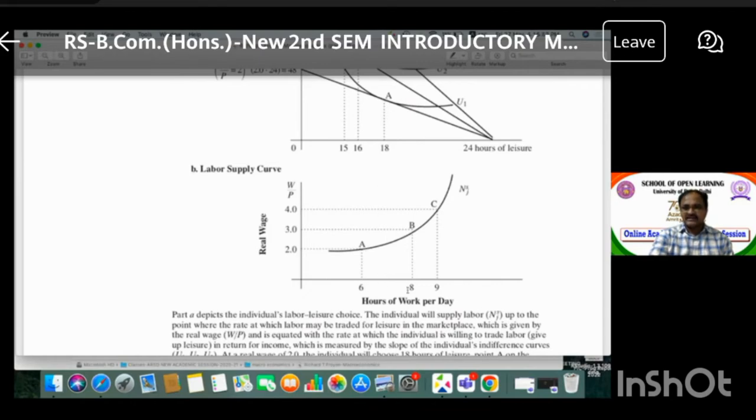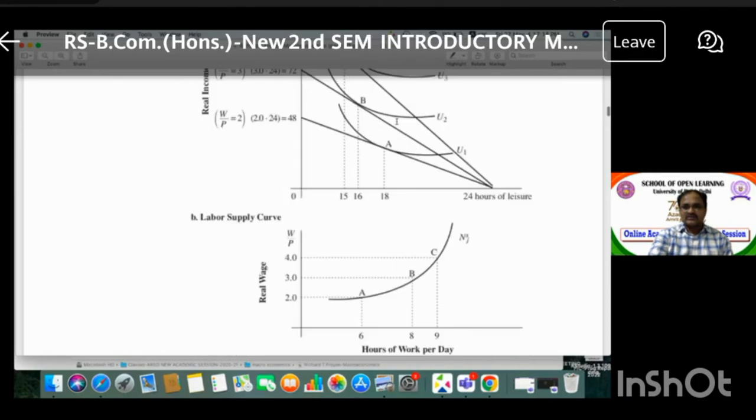His working hours is 8, and 3 is the real wage rate. Working hours is 9, and 4 is the wage rate. So more working hours, more wage rate: a positive relation between labor working hours and wage rate. That means as employment increases, the wage rate will automatically increase. And the trade-off between leisure hours and income: leisure hours and wage rate have a negative relation.